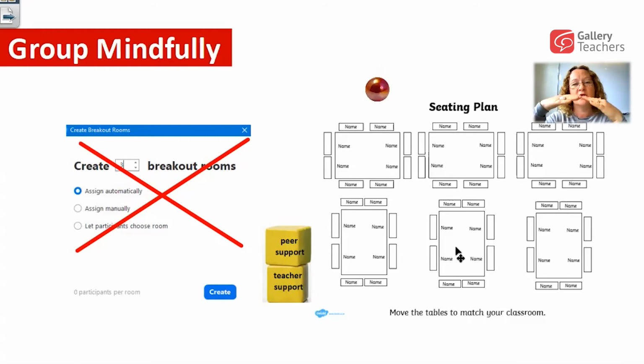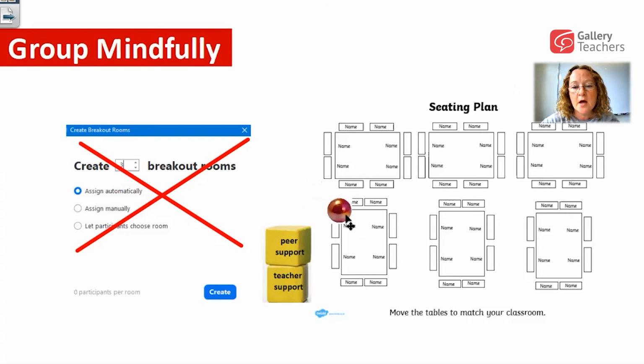My pet hate is rows of tables that cannot be moved. Unfortunately, some places you have absolutely no choice. But if you have choice, don't be lazy. Move your desk. Make groups. This is you, the teacher. Think about how you can monitor around the group.